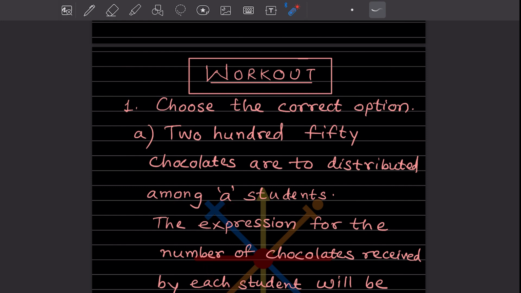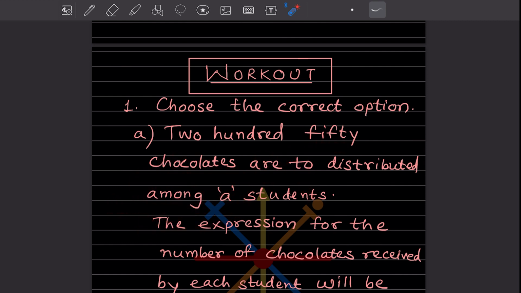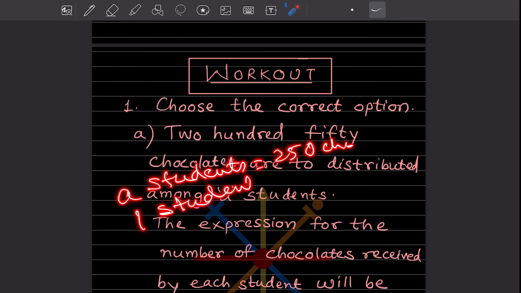So what are we going to do? We'll see here A students, how many chocolates are here? 250 chocolates. Now look here, for one student, we are going to write it below this one. As I told you before, here I'll write it again. That is A students, that is 250 chocolates, and one student is, we don't know, how much. So we are going to cross multiply.